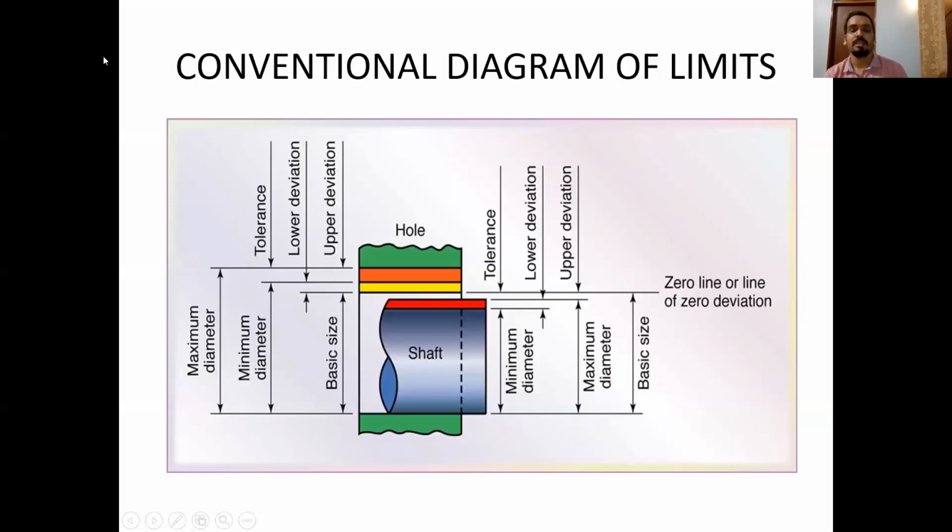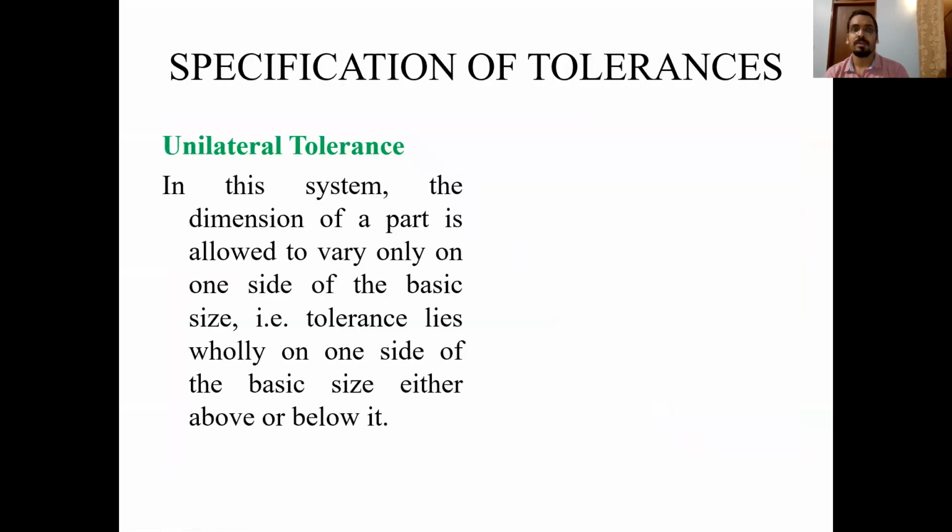Hello dear students, in the previous lecture we discussed some of the terminology of limits, fits and tolerance, and we also discussed the conventional diagram of limits. So now today we are going to discuss some more aspects of limits, fits and tolerance. Today we are going to discuss the types of tolerances, the maximum material condition, the minimum material condition and many more. So first we will discuss the specification of tolerance.